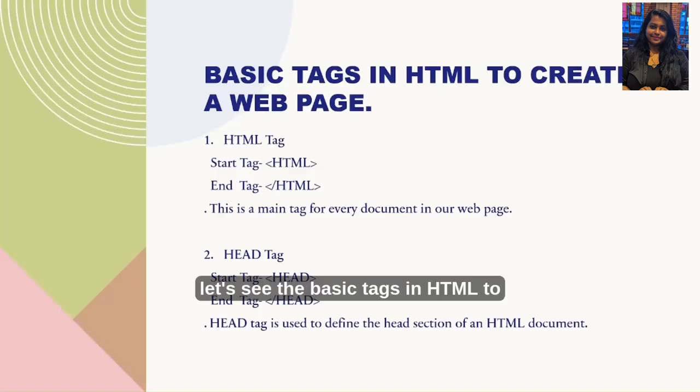So let's see the basic tags in HTML to create a web page. The first one is the HTML tag. These are the start tag and end tag of HTML. This is the main tag of every document in our web page. Second is the head tag. These are the start tag and end tag of head. The head tag is used to define the head section of an HTML document.